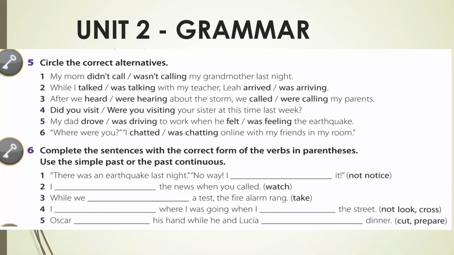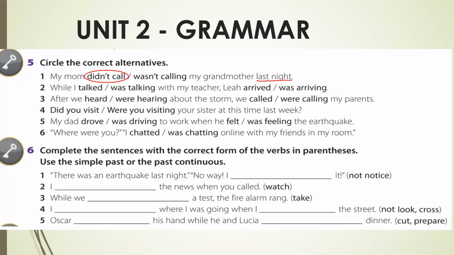So my mom didn't call or wasn't calling my grandmother last night. If I have this word here, last night, it sounds like in the sentence it's a finished action. So probably then didn't call. So my mother didn't call my grandmother last night. Is an action that stopped in the past. While I talked or I was talking with my teacher, Leah arrived or was arriving.